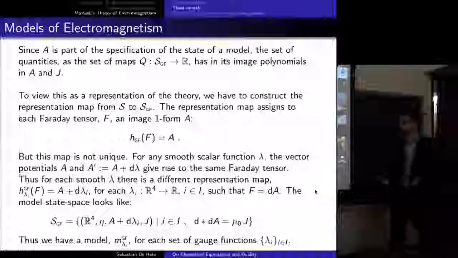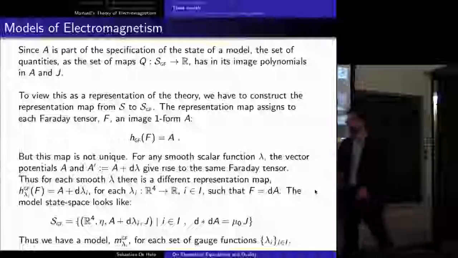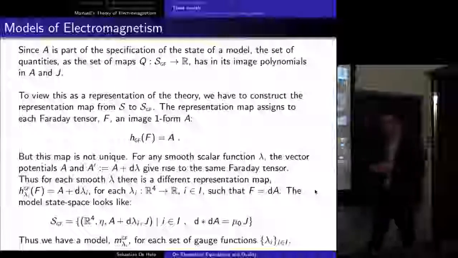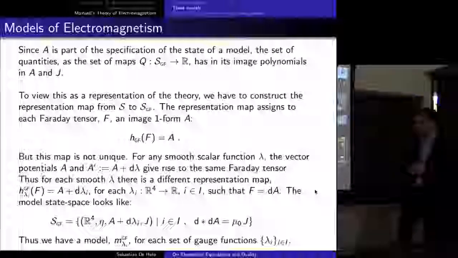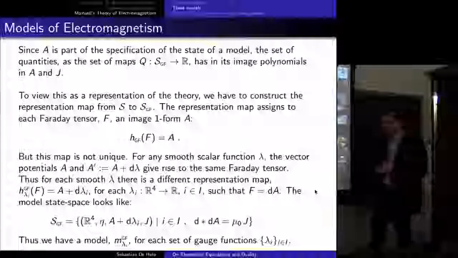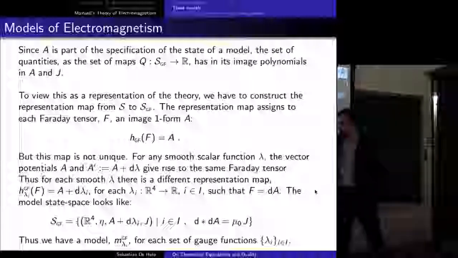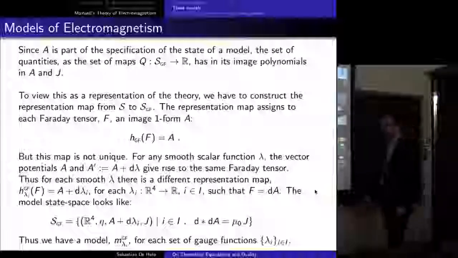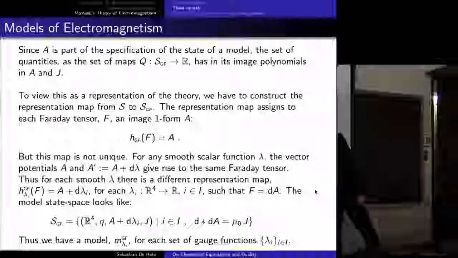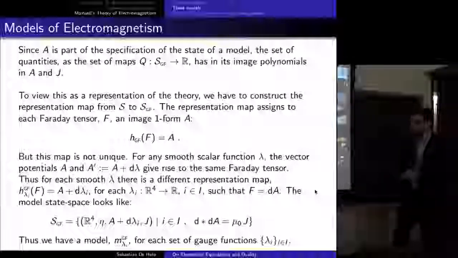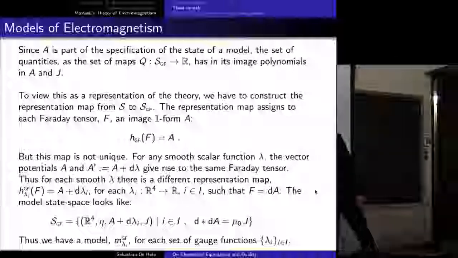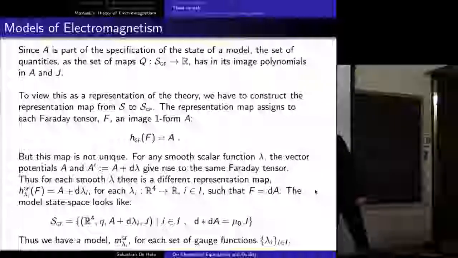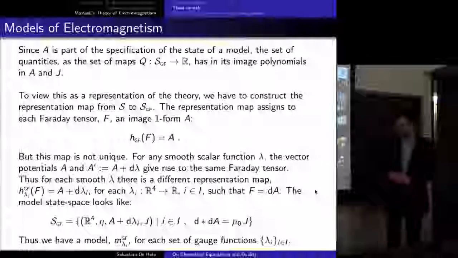However, this map, as is well known, is not unique, because for any smooth function lambda, the vector potentials A and A prime shifted by this gauge transformation give rise to the same Faraday tensor. So for each smooth lambda, there is a different representation map written here, such that they correspond to the same Faraday tensor. So now the state space, if we take into account these lambdas, looks like this. We take a reference gauge field, and then for each choice of lambda, we get a new model. So we have a model m lambda for each set of gauge functions.